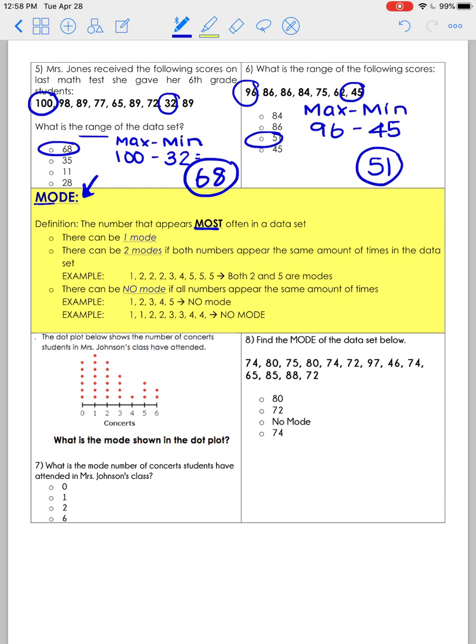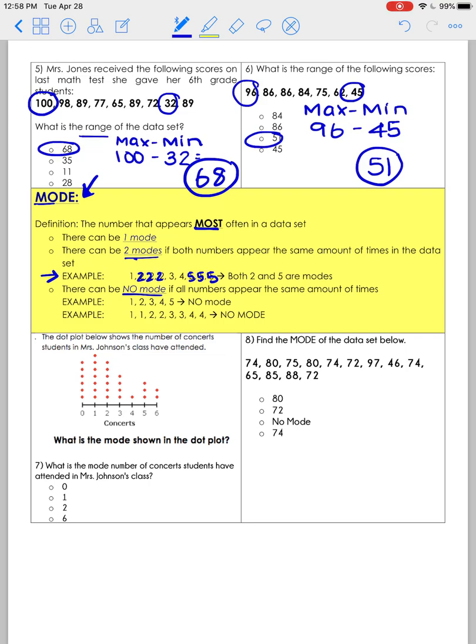So there can be one mode, there can be two modes, if both numbers appear the same amount of times in the data set. So if you have one number that appears a whole bunch of times, that one number is the mode. If you have two numbers that appear the same amount of times, they can both be the mode. So if you look at this example here, we have 2, 2, and 2, and then we have 5, 5, and 5. They both, 2 and 5, are modes because they both appear 3 times, which is more than everything else.